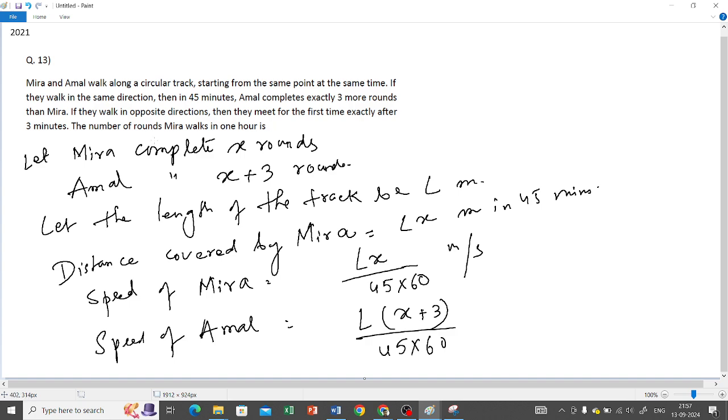Now if they walk in opposite directions... when they travel in the same direction, this is the condition, right? If they walk in the same direction, then in 45 minutes Amal completes exactly 3 more rounds than Meera. So let Meera complete x rounds in 45 minutes, Amal completes x plus 3 rounds in 45 minutes. Let the length of the track be L meters.